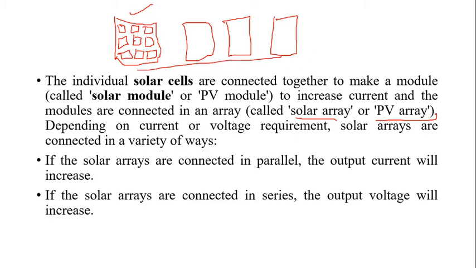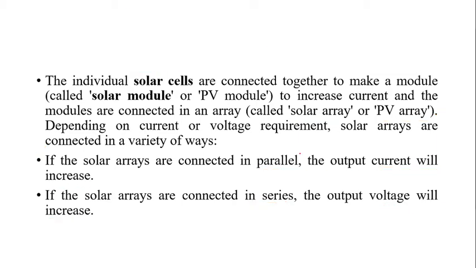Okay, and this is single cell, this is panel, and this is array. Now, depending on the current and voltage requirement, solar arrays are connected in a variety of ways that we already discussed. If the arrays are connected in parallel, the output current will be increased. So whenever we are connecting our solar panels in parallel, the current is going to be increased, and whenever the solar cells are connected in series, the output voltage will be increased. So in series the voltage is increasing, and in parallel the current is increasing.